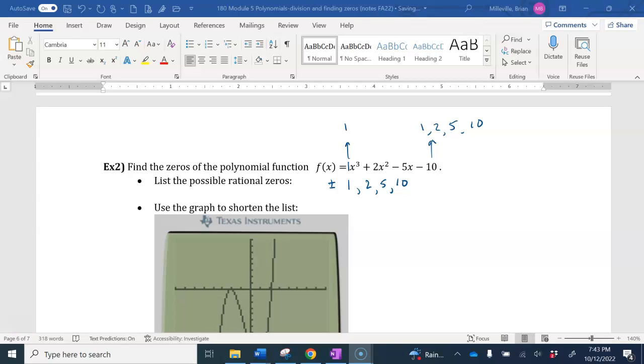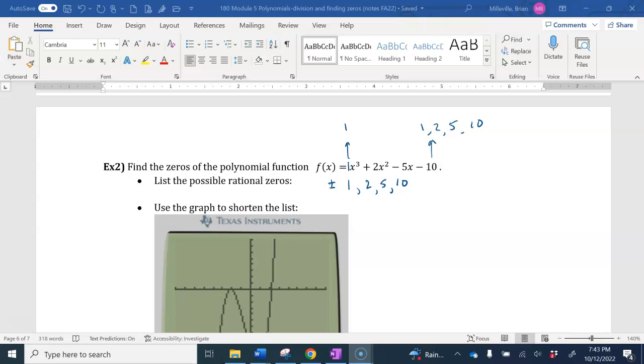Alright everyone, we're going to do another couple examples of finding zeros of polynomial functions. We're going to be using the rational zeros theorem. As shown in a previous video, the possible rational zeros are factors of the constant term divided by factors of the leading coefficient. So in this example, the constant term is negative 10. The only factors would be, excluding the sign for the moment, 10, 5, 2, and 1.